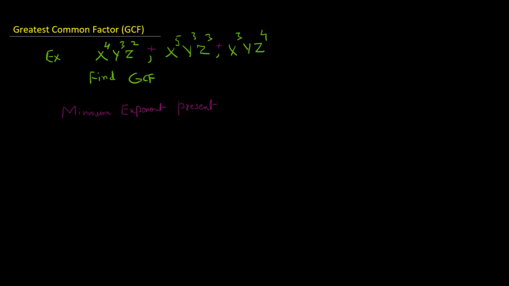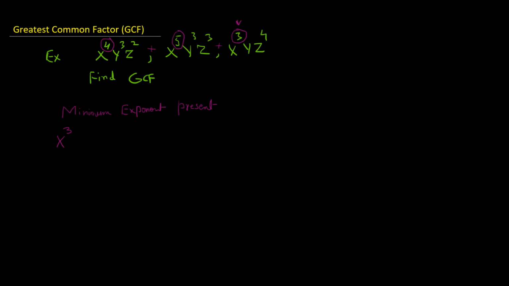For example, x has an exponent of 4 in the first term, x has an exponent of 5 in the second term, x has an exponent of 3 in the third term. So what is the minimum exponent of x? 3. So only 3 can be taken as common. So we can take x³ as common.